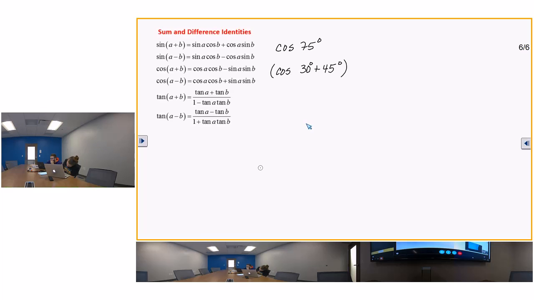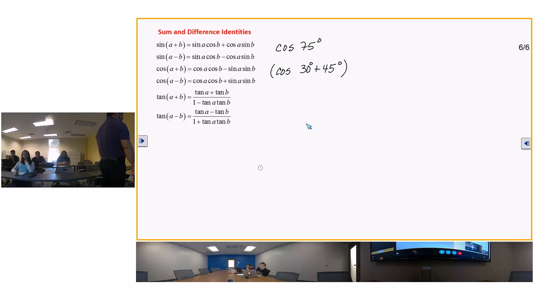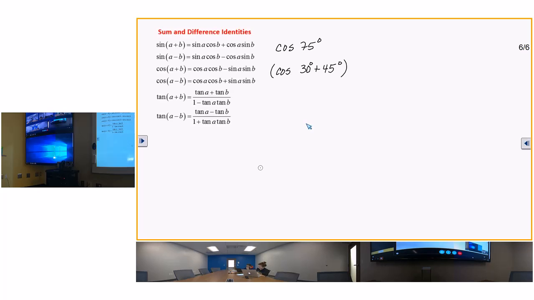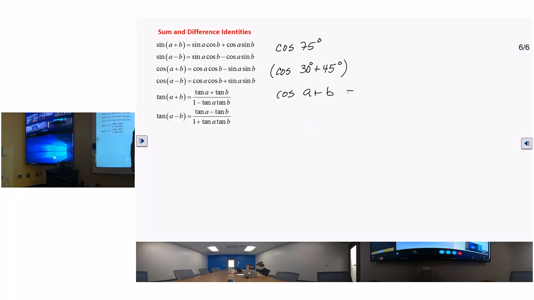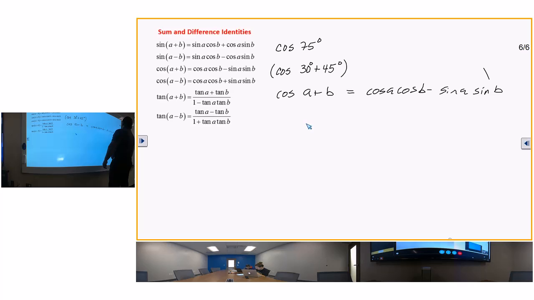Now I want you to take what you know about the special angles, meaning draw these special angles out, and then fill in what you need to fill in with cosine of 30 plus cosine of 45. You've got cosine of A plus B, so fill out the right side. Cosine of A plus B is equal to cosine of A cosine of B minus sine of A sine of B. So fill it out.